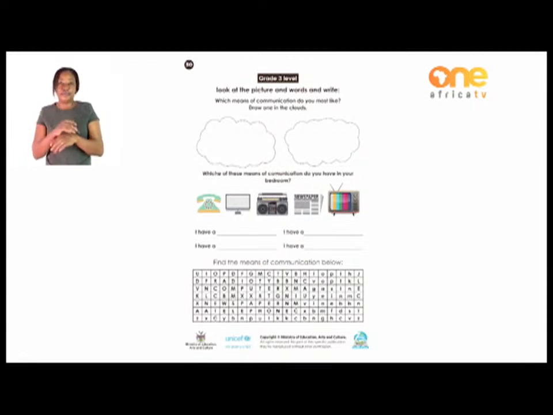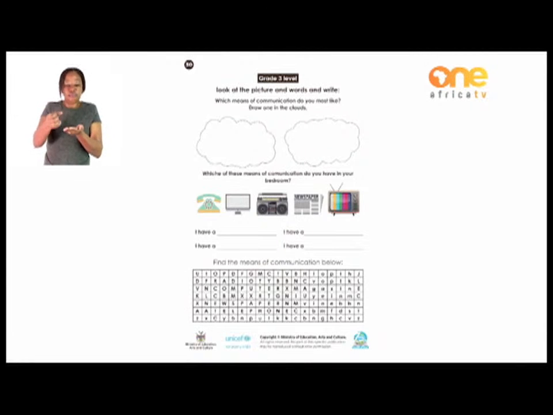And then check again. Which of these means of communication do you have in your bedroom? Which one do you think or do you know that you have? It's the one that you always use. It's the one that you must have in your bedroom. Is it the first one, which is a telephone? Do you have a telephone in your bedroom? Do you have a television in your bedroom? Do you have a radio, maybe a small radio? Do you have a newspaper in your bedroom? Maybe when your mother or your father bought a newspaper, when they are done reading, you always collect them and put them in your room so that you can also read.